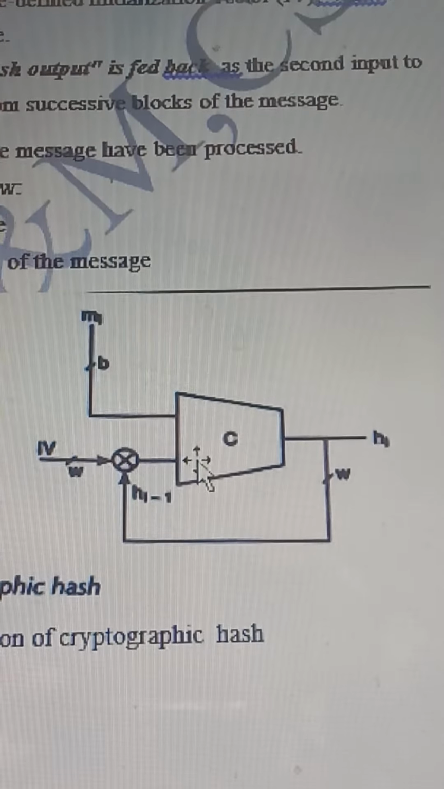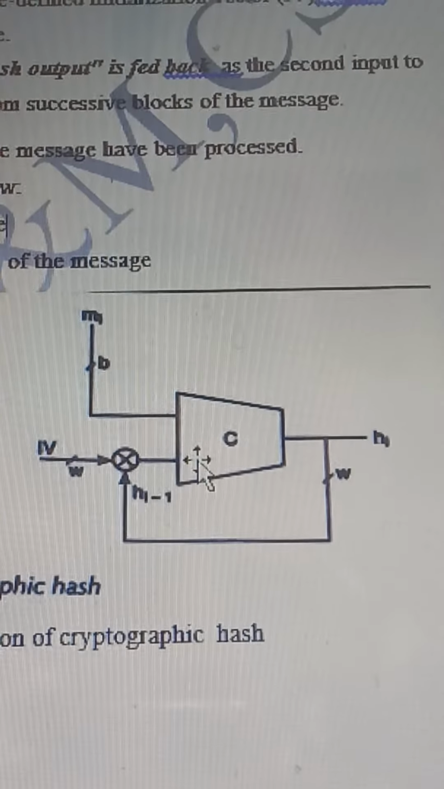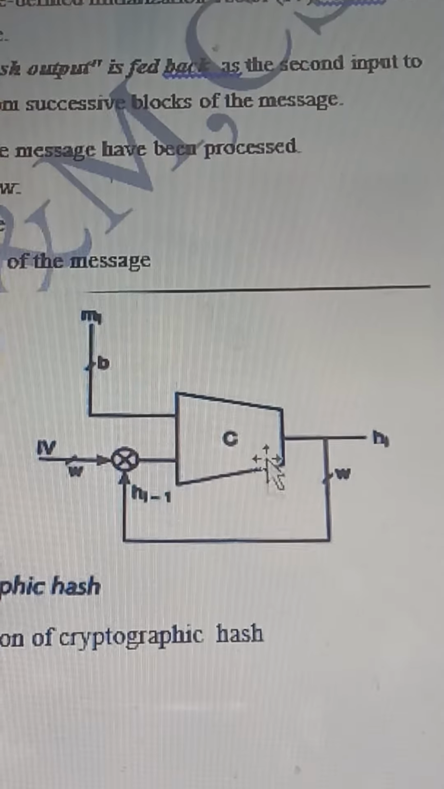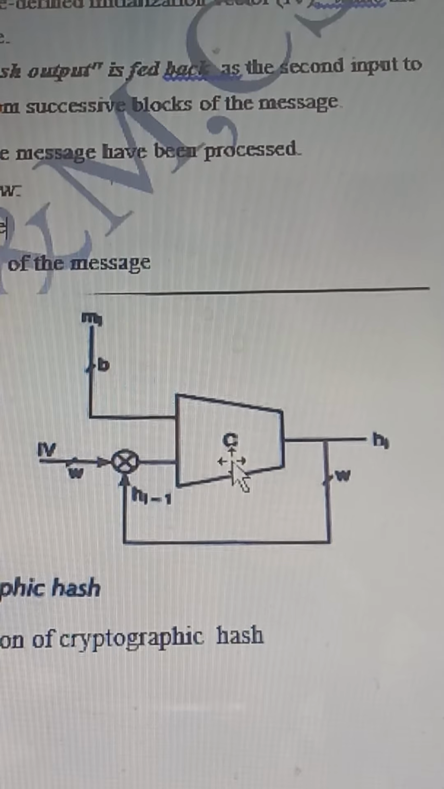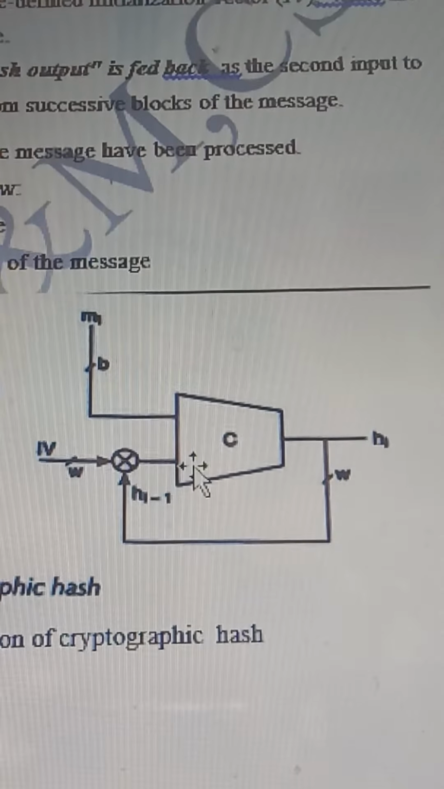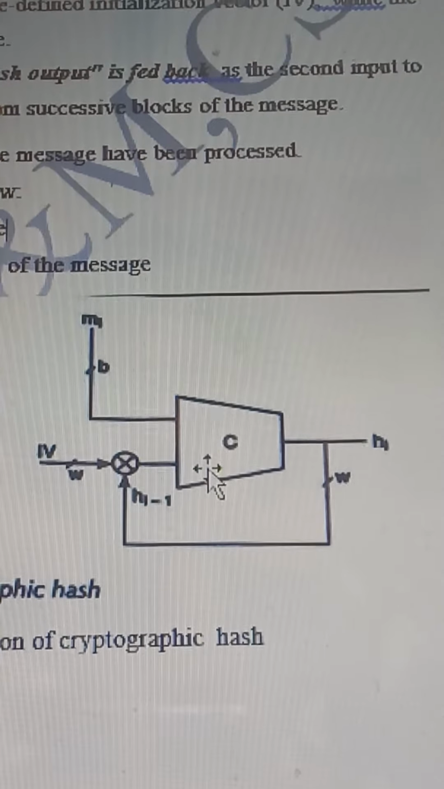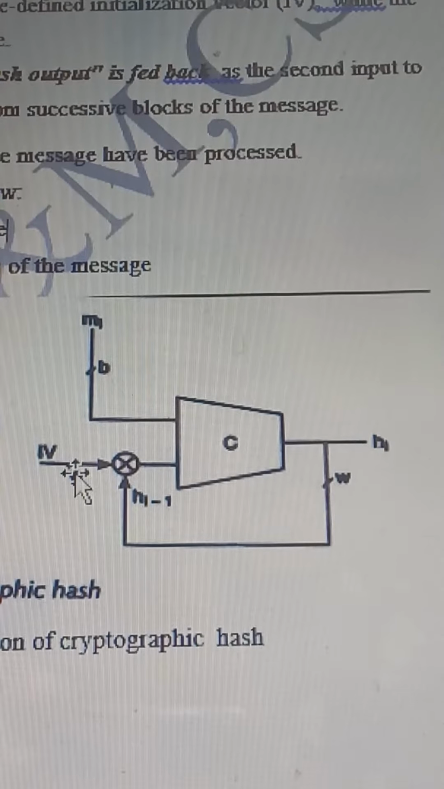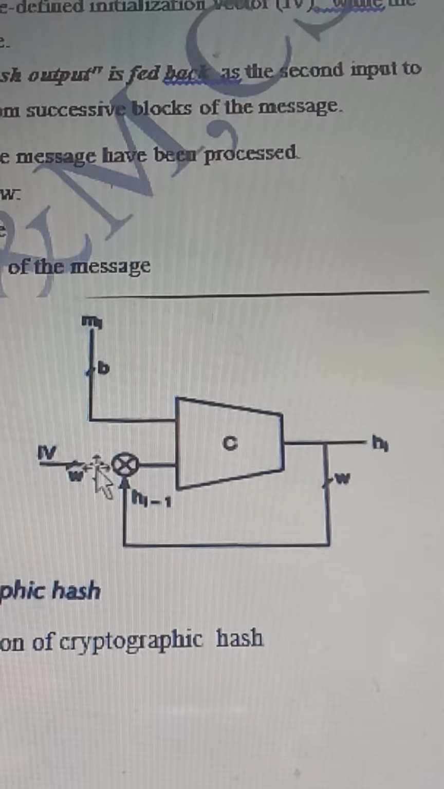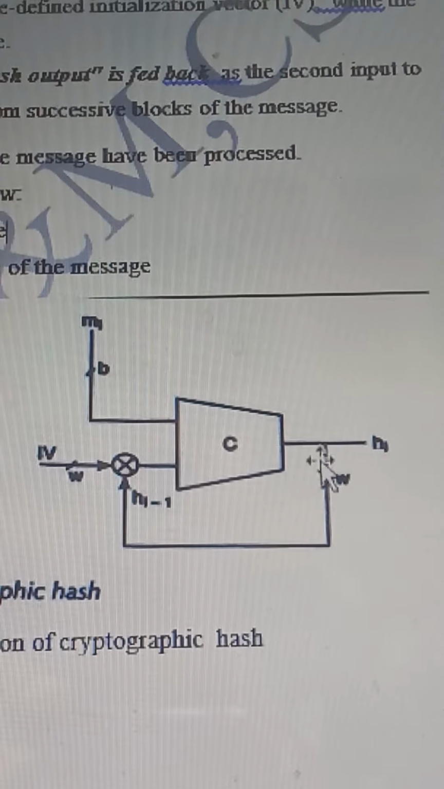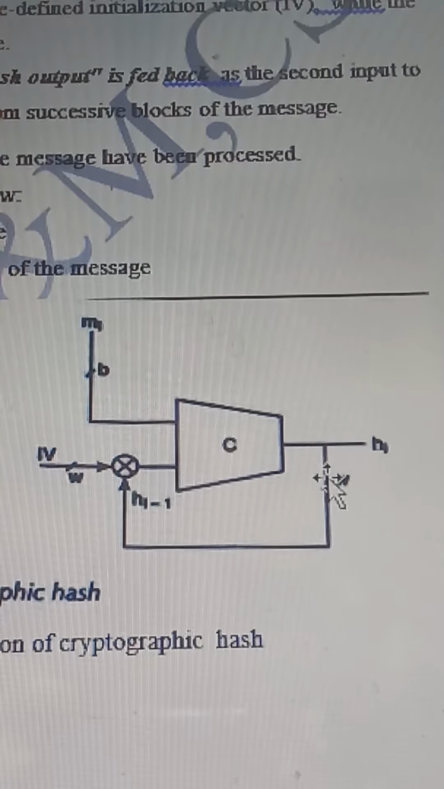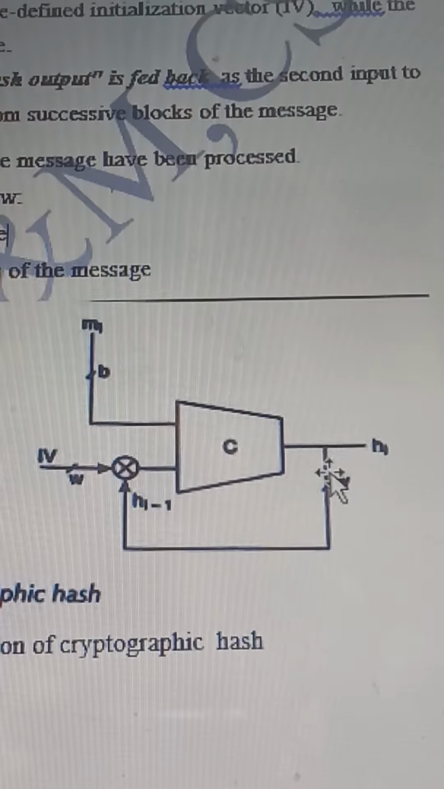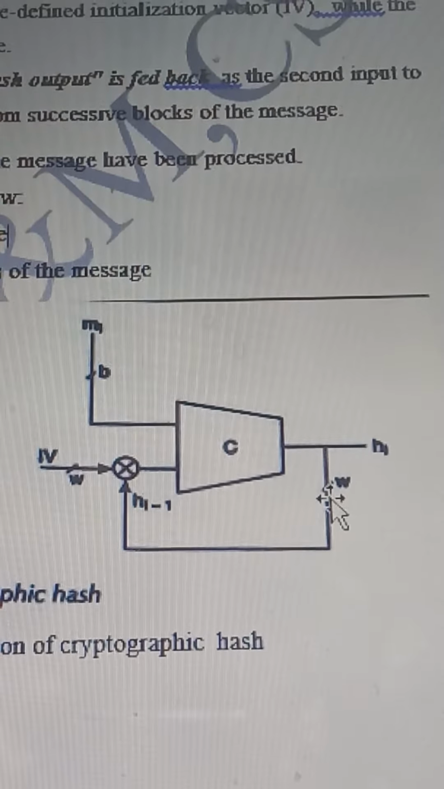To accommodate inputs of arbitrary length, most hash functions use iterative construction as shown in the figure, where C is a compression box. It accepts two binary strings of length B and W and produces an output string of length W, as shown in the figure. Here B is the block size and W is the width of the digest.